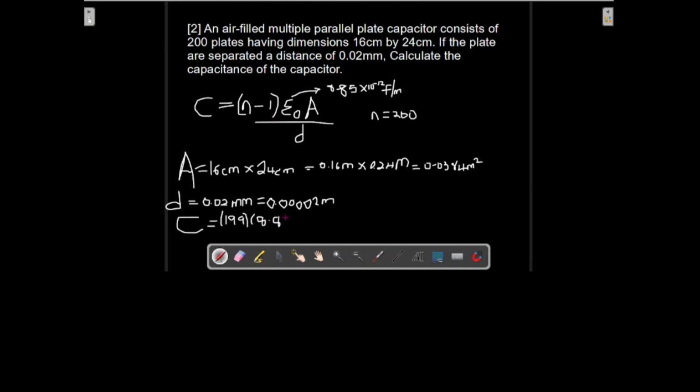8.85 times 10 to the power of negative 12, multiplied by our area, which we got to be 0.0384, and then divided by the distance now, which we got to be 0.00002.